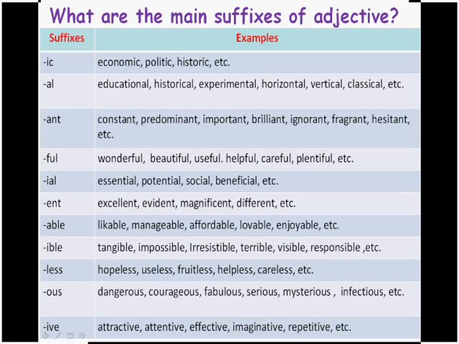IBLE, like tangible, impossible, irresistible, terrible, visible, responsible. So again, when you find IBLE at the end of a word, then you understand that this word is an adjective. Impossible mission, okay? So it means impossible job.